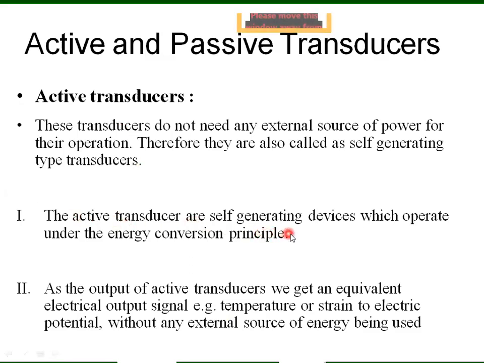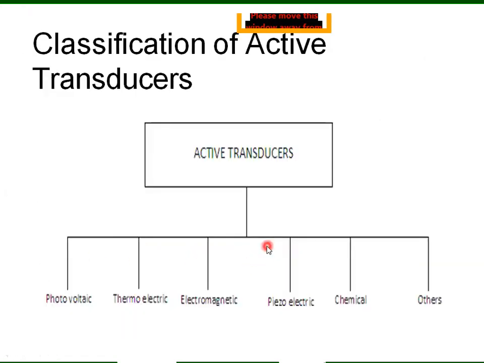So active transducers are self-generating devices which operate under the energy conversion principle, that is, one form of energy is converted into another form of energy. The examples I have already taken here. Now these are the active transducers: photovoltaic, thermoelectric, electromagnetic, piezoelectric, chemical, and a number of other transducers are available. In the photovoltaic transducer, when light falls on this transducer, this optical energy, the photo or light, is converted by the photovoltaic cell into voltage.